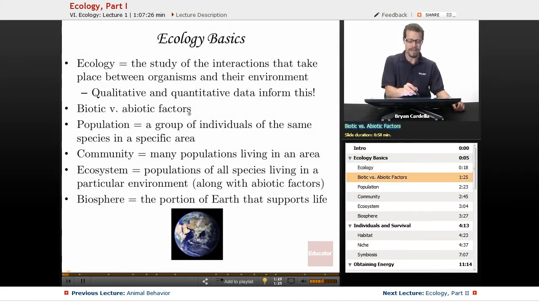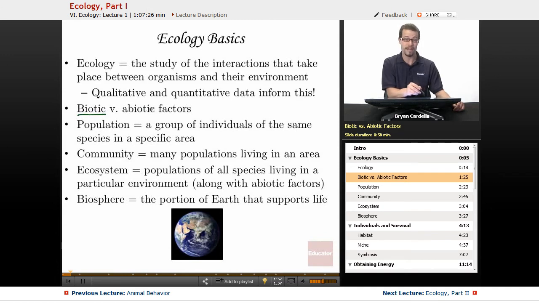Biotic versus abiotic factors. Well, if it has to do with life, and I'm going to underline it in green because green is photosynthesis and really supports life. So biotic, any particular organism that exists in an environment, whether it's a parasite, whether it's producing energy for a community as does a plant, or whether it's consuming energy because it's heterotrophic, that would be a biotic factor.